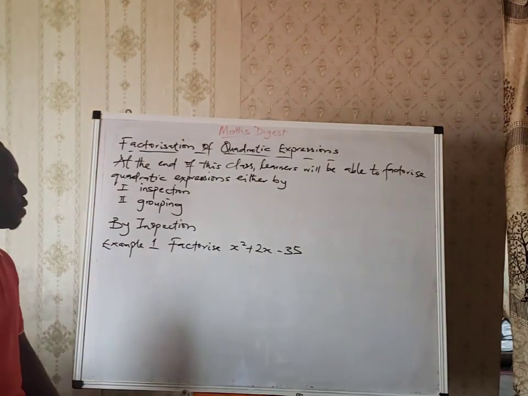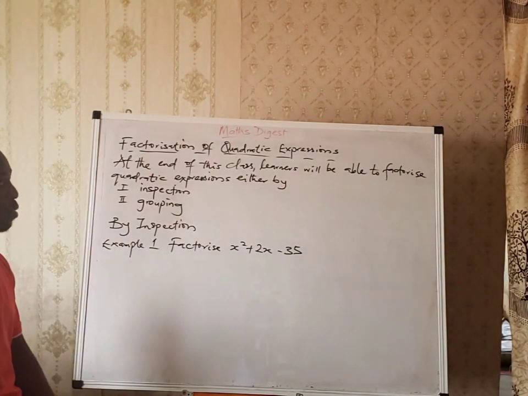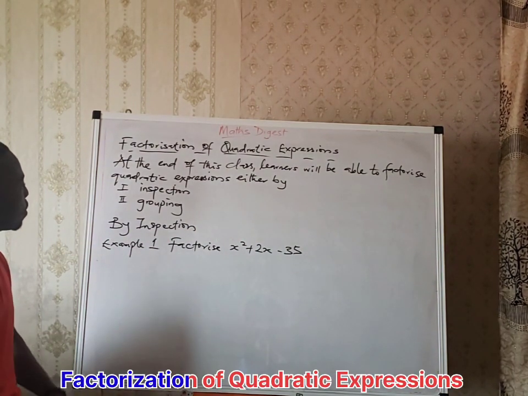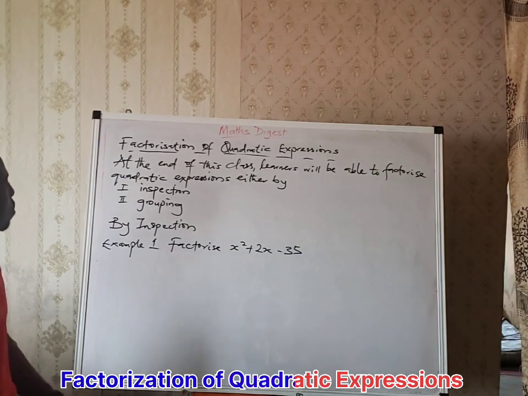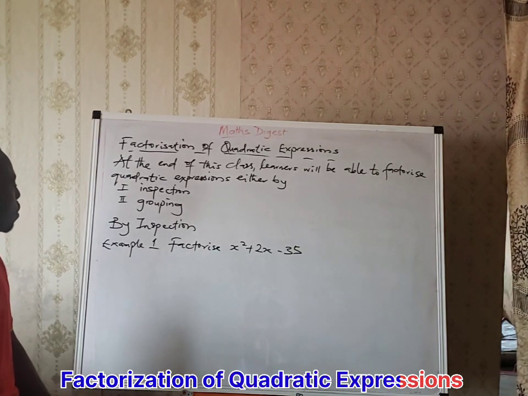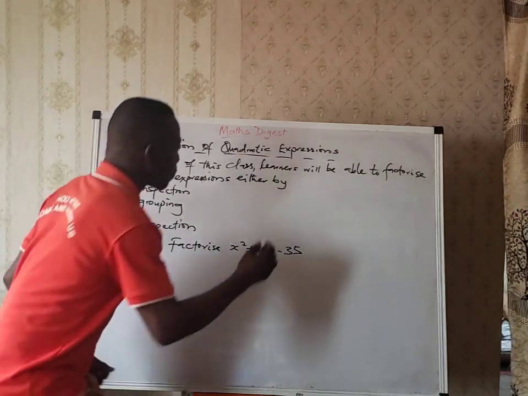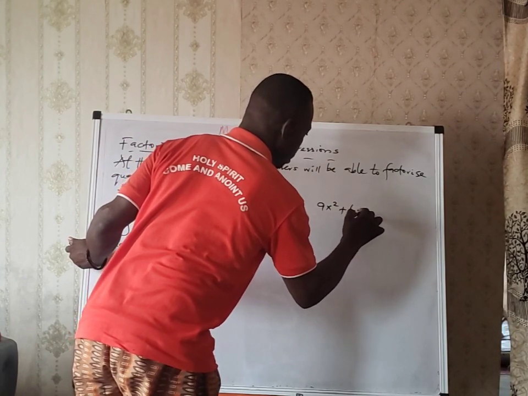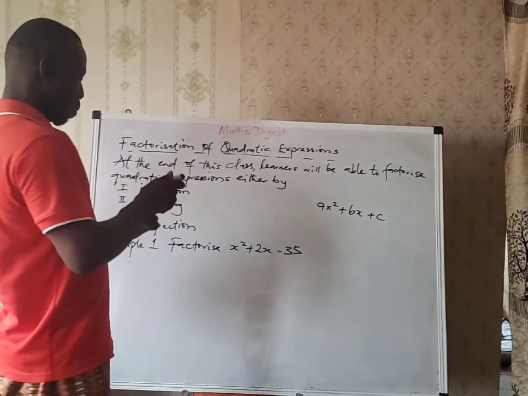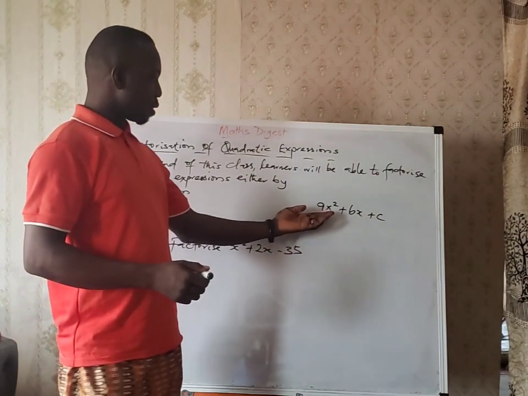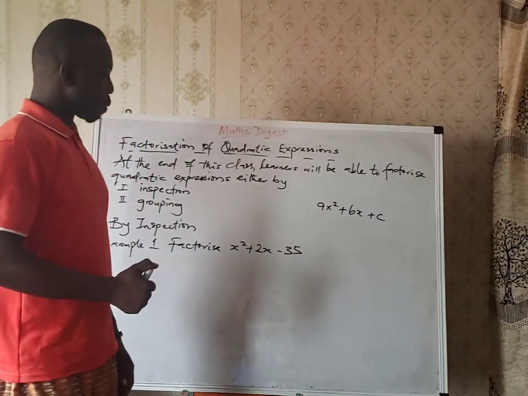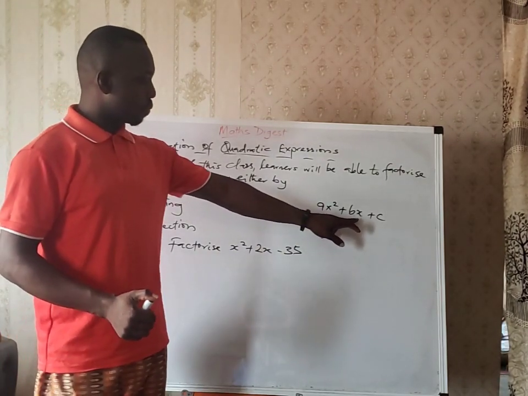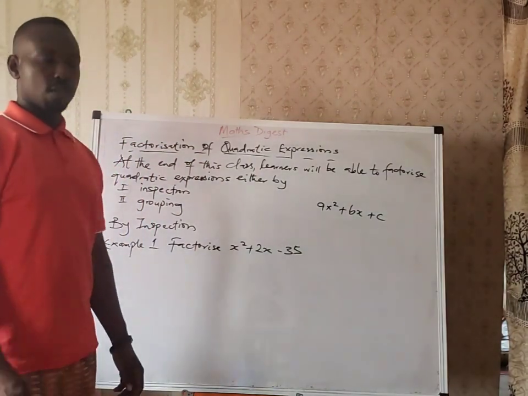All right, welcome back. We're going to look at another topic that says factorization of quadratic expression. Quadratic expressions take the form of ax squared plus bx plus c, where a is the coefficient of x squared, b is the coefficient of x, and c is the constant.